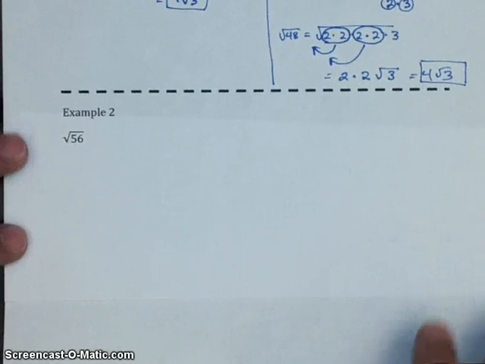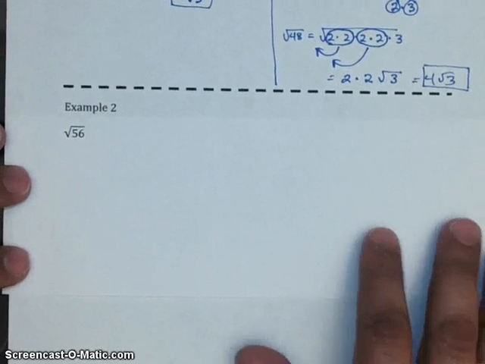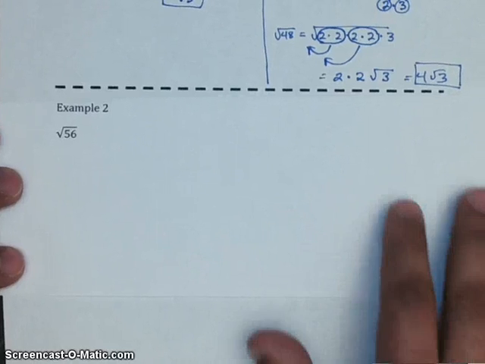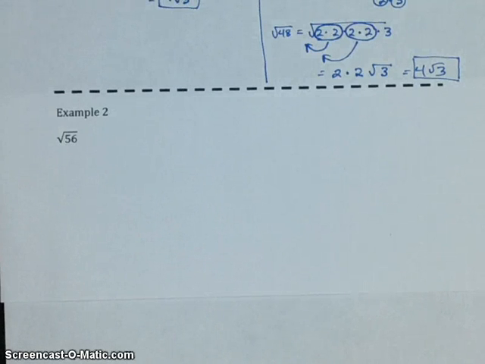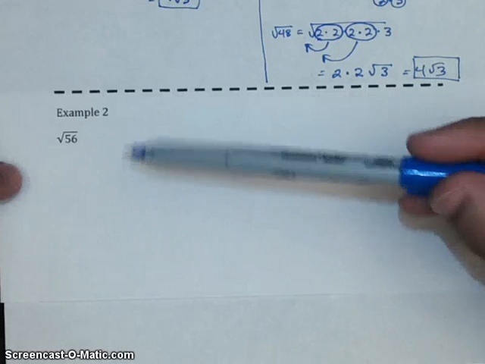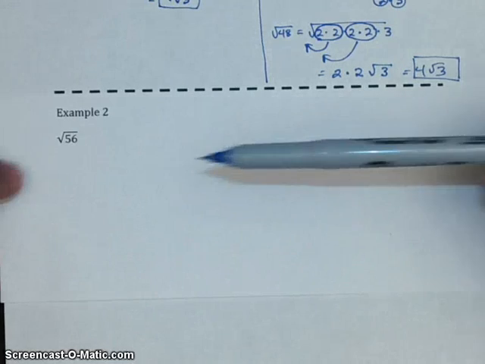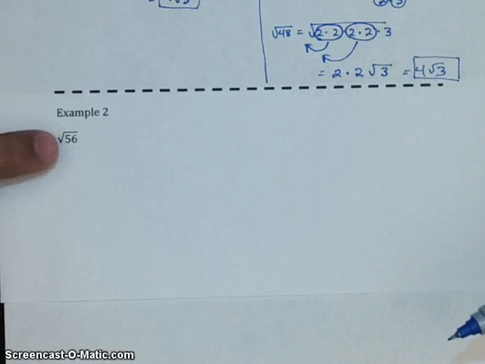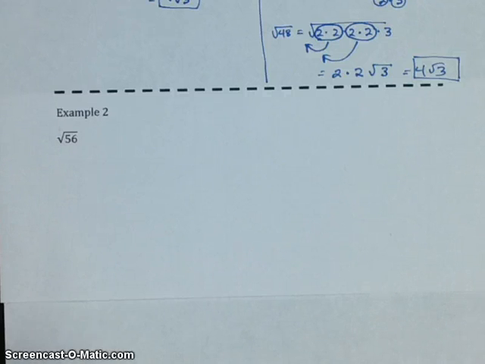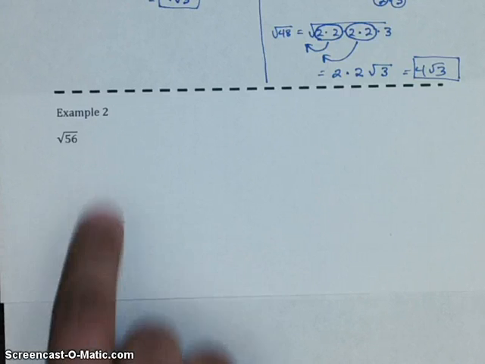Next I want you to try example 2 on your own, square root of 56. Pause the video and then come back with me and check your answer. Did you pause the video? Well, lucky for you, I'm not going to show you the answer to this one. This is one of the ones I expect to see in your notes. This is what I'm going to be looking for and checking to make sure you did this right. And then we'll go on from there. So this one's for you.